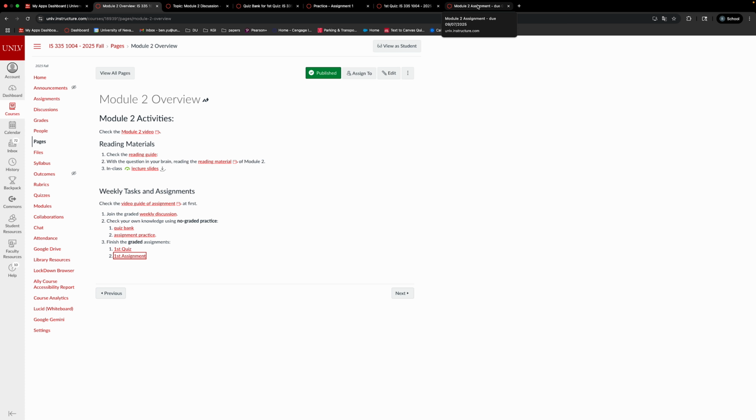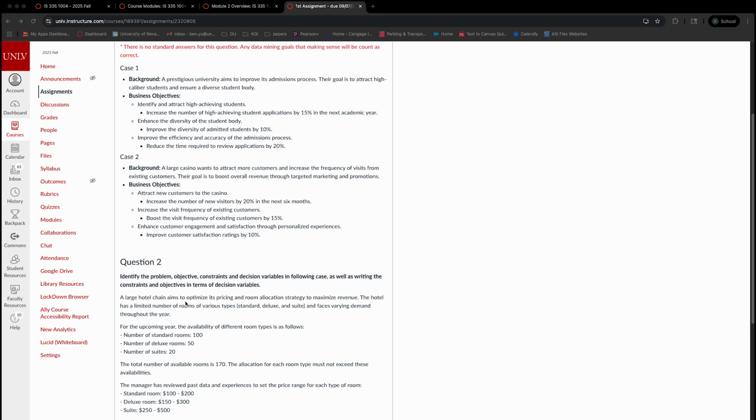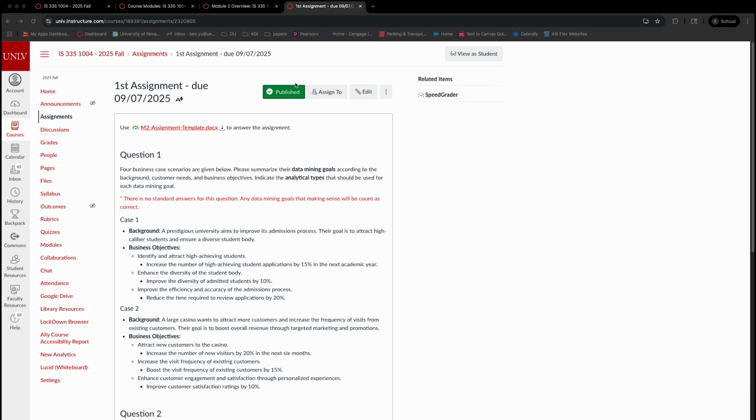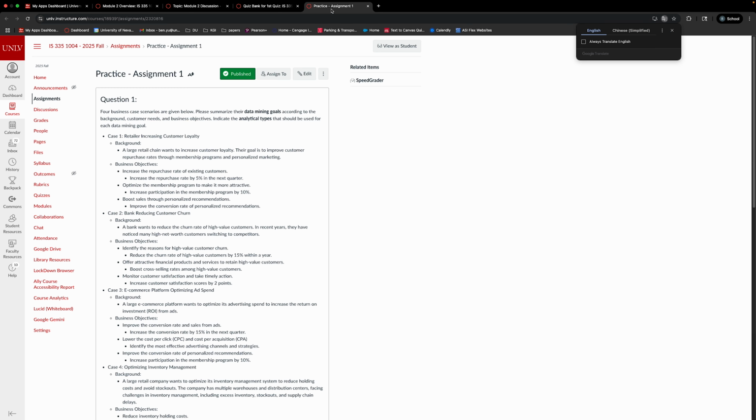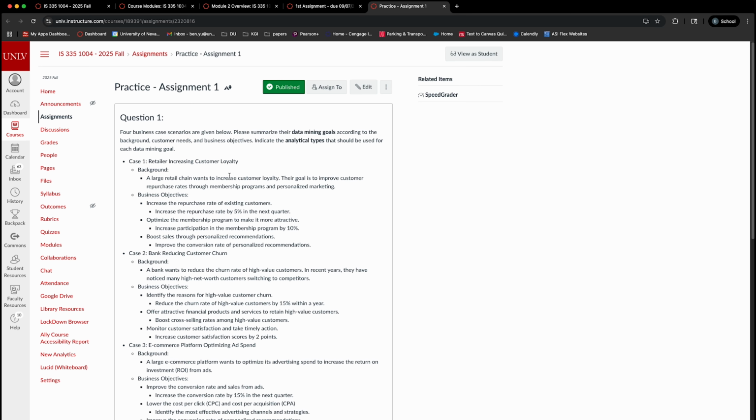The quiz is the first assignment, and the second assignment is to summarize the data mining goals and also to summarize the problem formulation. Same thing, before you start the assignment, I would like you to go to the assignment practice first. This assignment practice includes the 4 cases I mentioned during the slides: how to transform the business objective of the 4 cases into data mining goals, and how you categorize those data mining goals into different analytical types.